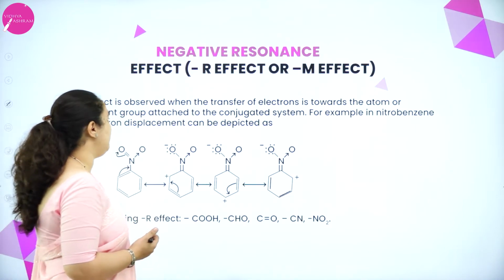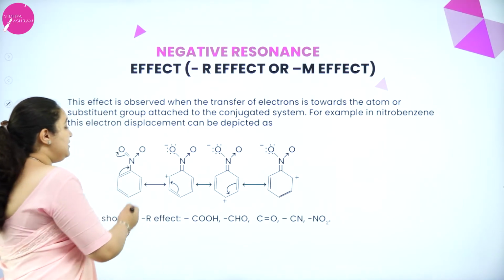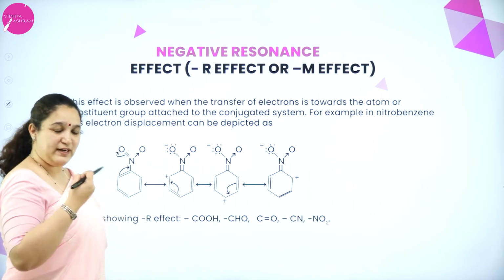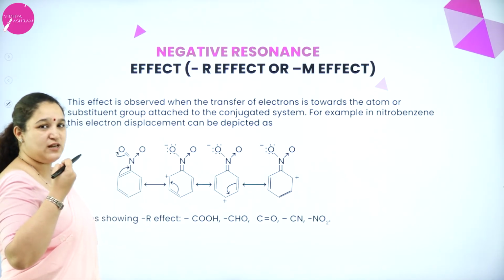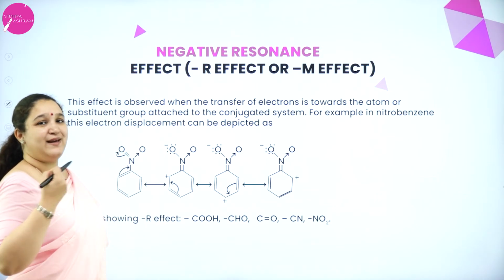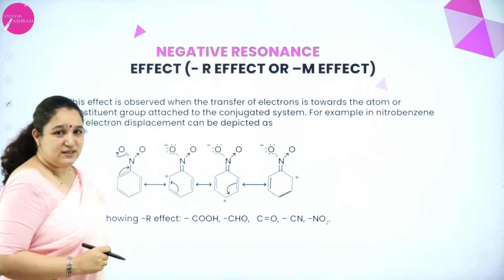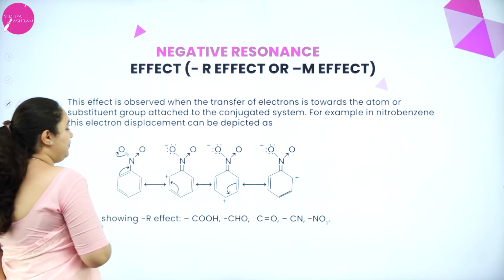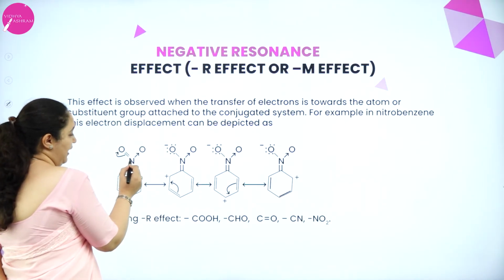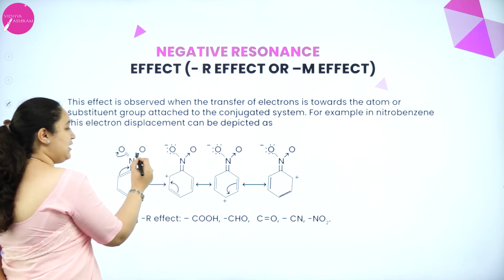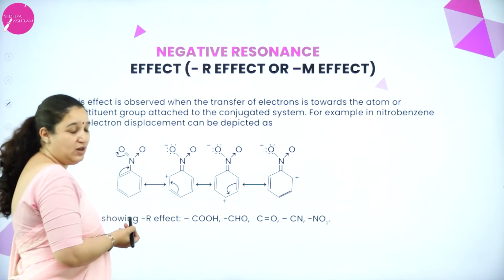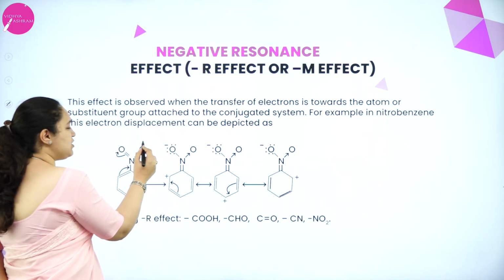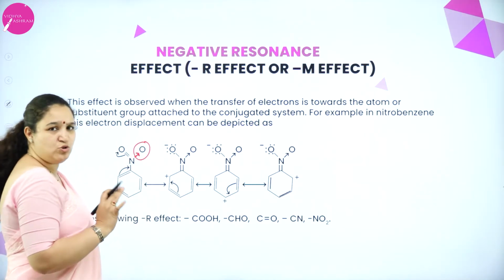Now, what is negative resonance effect? Here, the substituent which is attached is more electronegative. It pulls the electrons towards itself. From the benzene ring, it will pull out the electrons. Now, to understand this, we'll take an example of nitrobenzene. Now, the NO2 group is attached. Nitrogen has a double bond to one oxygen and one coordinate bond is present, or I can say the lone pair is donated towards the oxygen. So this bond is not at all involved in resonance, so we don't have to bother.